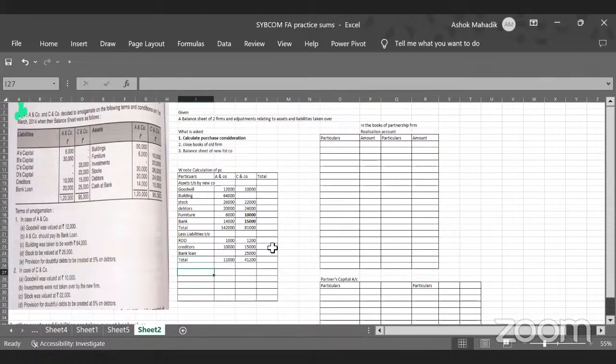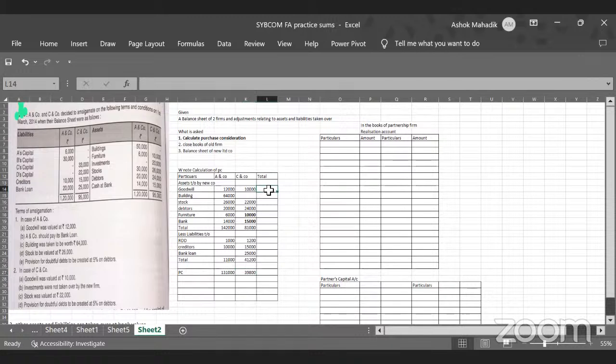Now, assets minus liabilities will give me PC. So PC for A and company will be 1,40,000 minus 11,000. For C and company, it is 39,800. I hope this is clear.